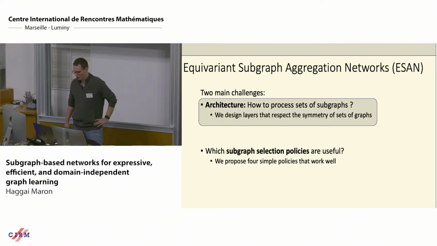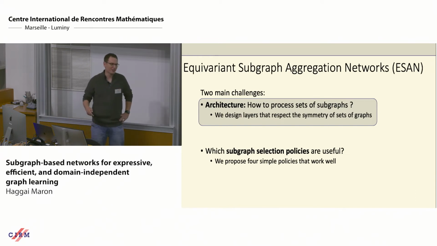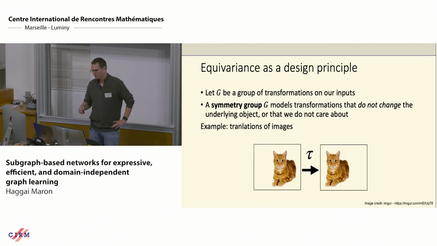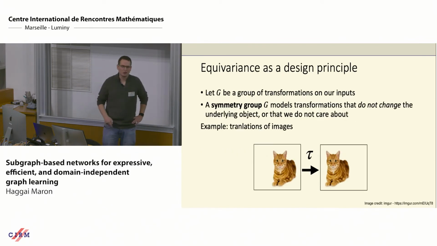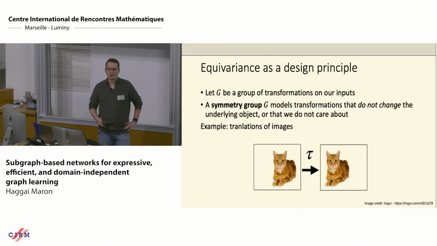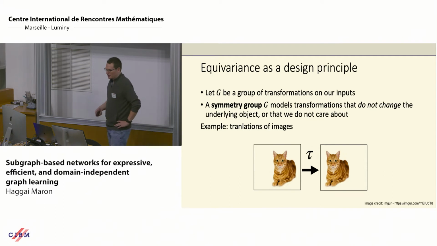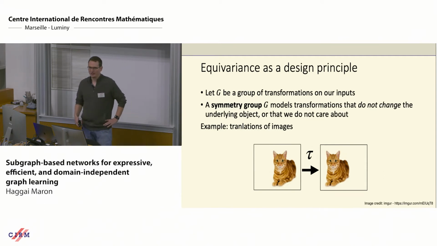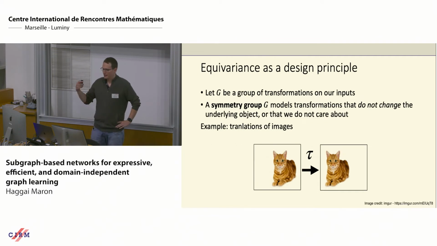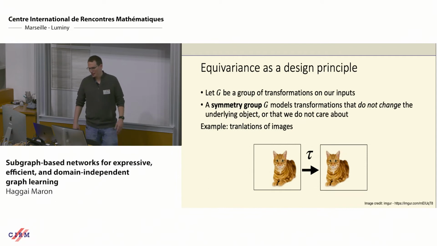OK, so let's start from architecture. And I think this is probably the most interesting question here. We're going to use a notion called equivariance in order to come up with a good architecture. And the next few slides are going to explain what is equivariance and why it will help us. So first, we will start with a group of transformations that act on our inputs.